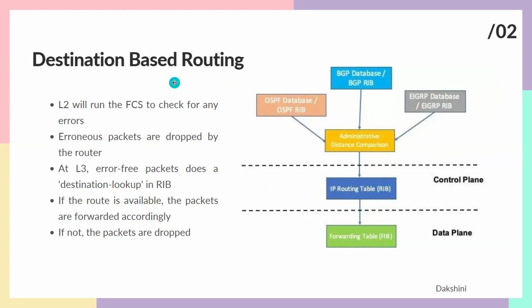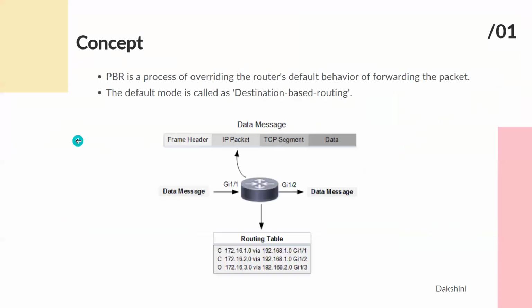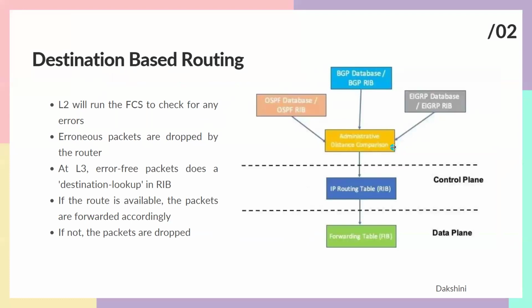It will check the destination. If the destination is available in my routing table, I will simply forward the packet. If the destination is not available, I will discard it. So now, in order to override this behavior, we can create a policy. We can define a policy. That is called policy-based routing. So let's see how the policy is created.